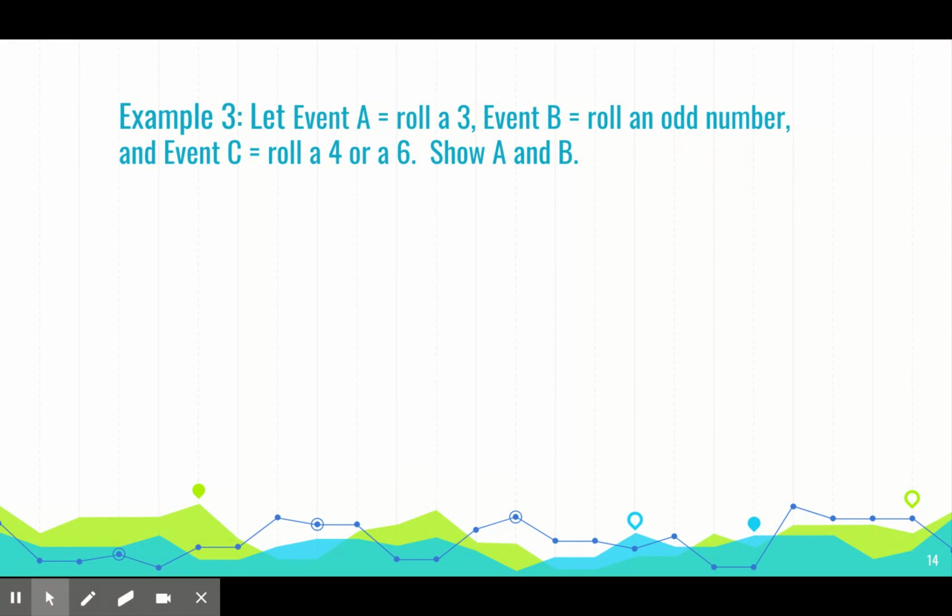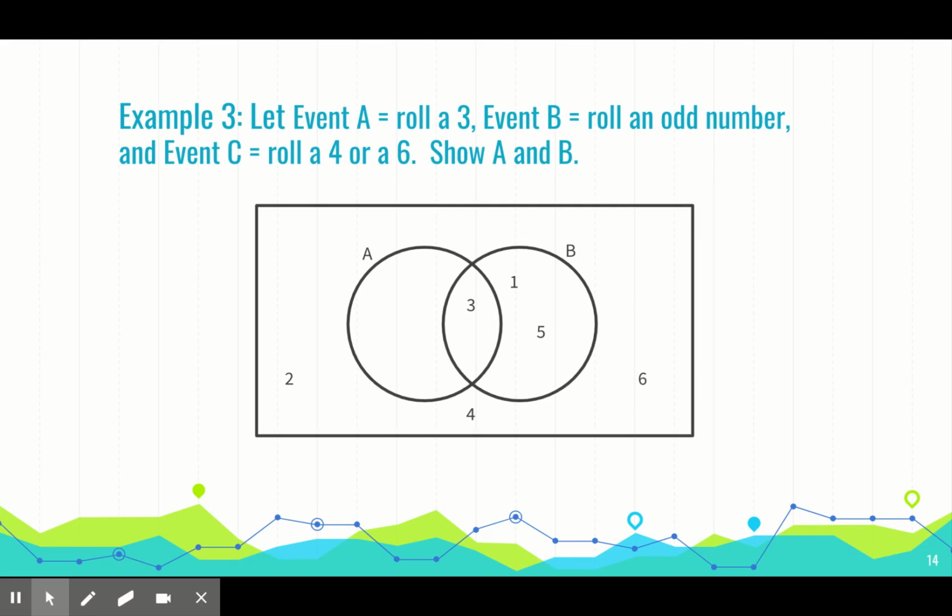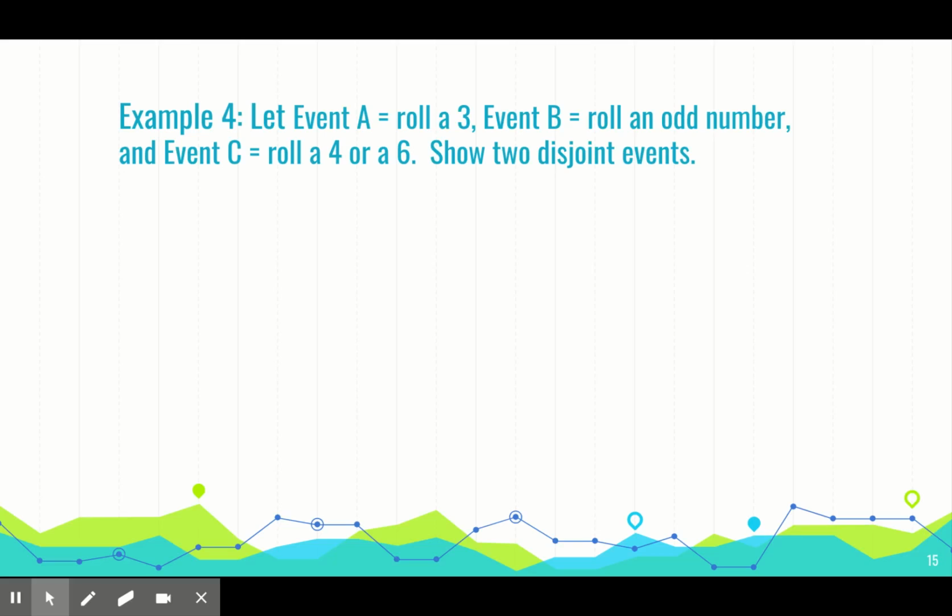Example 3. Let event A be roll a 3, event B be roll an odd number, and again, event C roll a 4 or 6. Show event A and B. So this would be a 3 and an odd number. So again, I have event A, B, and the rest of the sample space, 2, 4, and 6 being on the outside. 3 and an odd number would be the intersection, which would be the middle part where both A and B overlap.